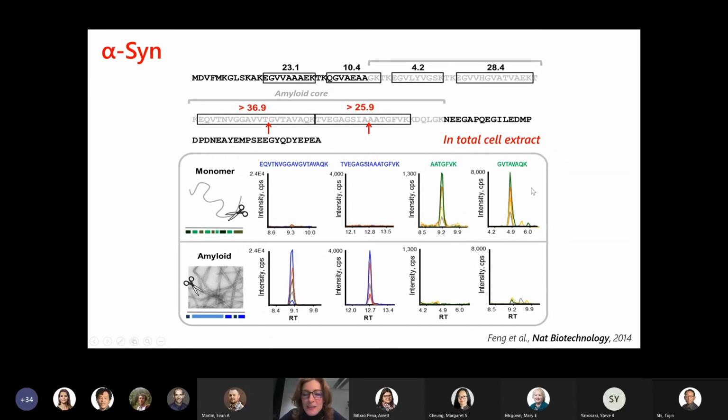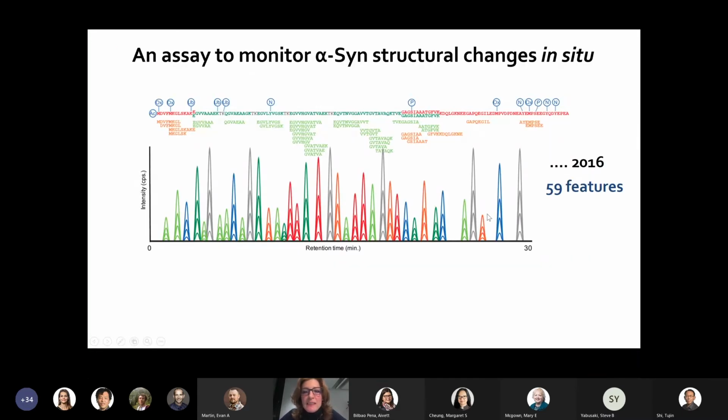So this is pretty much the first experiment we did, and I still show it because it was really a turning point for us. When we saw this picture, we realized that we now had markers to probe the conformational conversions of alpha-synuclein directly in a total cell extract. So this was 2013-14, and that's the picture in 2016. So we identified a few more fragments that capture the conformational transitions of alpha-synuclein from the N-terminus to the C-terminus. It's in total about 60 peptides.